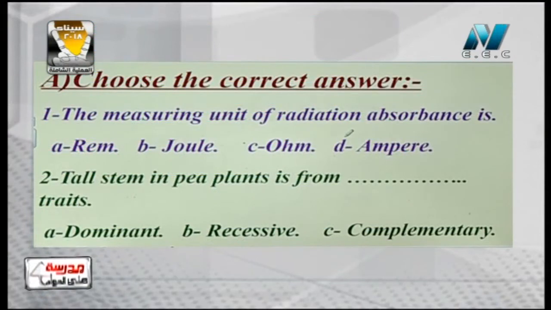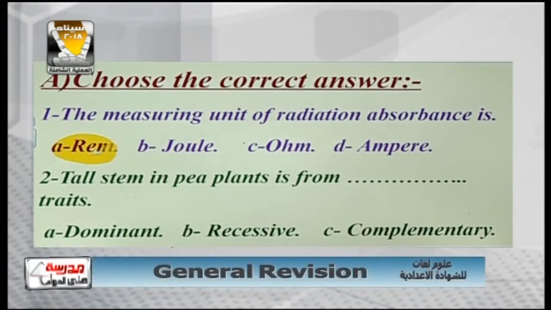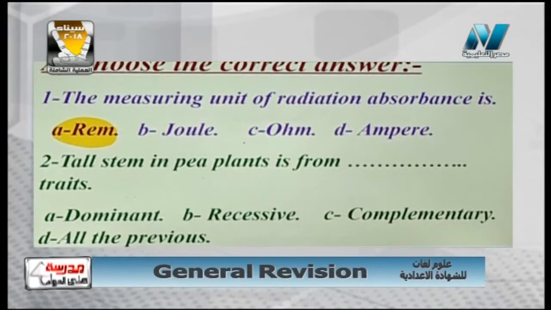Question number one, as we can see in front of us, choose the correct answer. It says the measuring unit of absorbance radiation, or radiation absorbance, is rem, joule, ohm, or ampere. So here we have the measuring unit of radiation absorbance is rem. And we can't expose more than 5 rem daily.